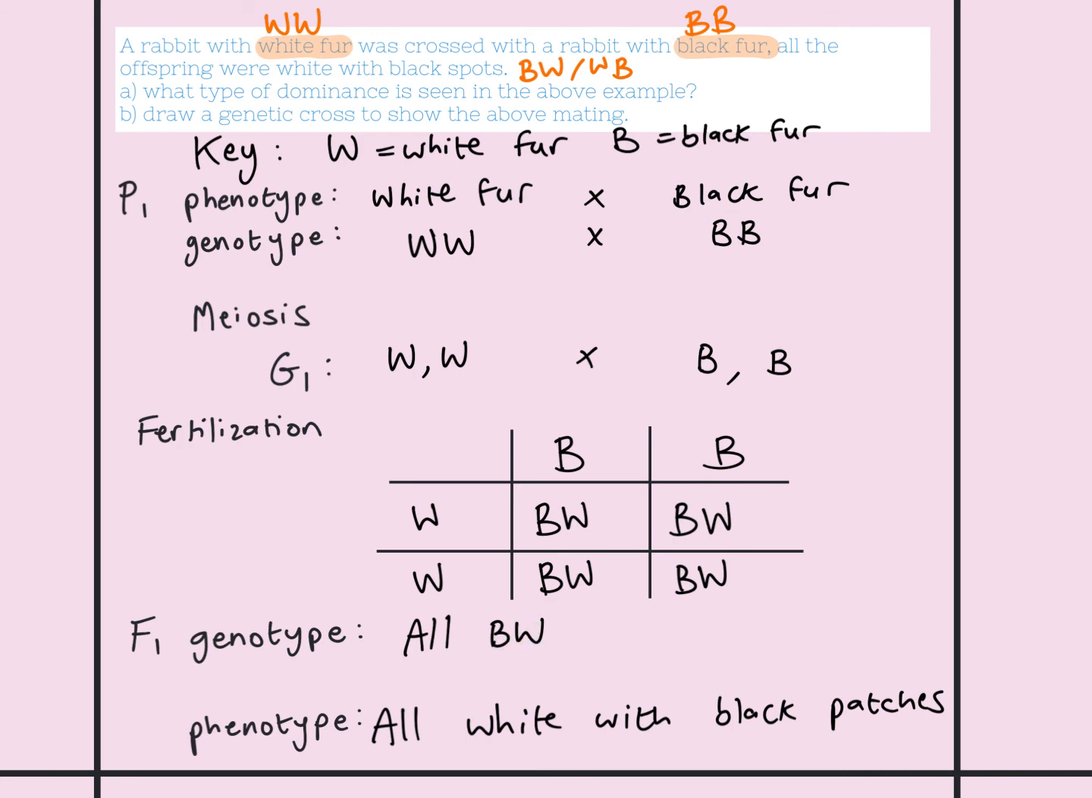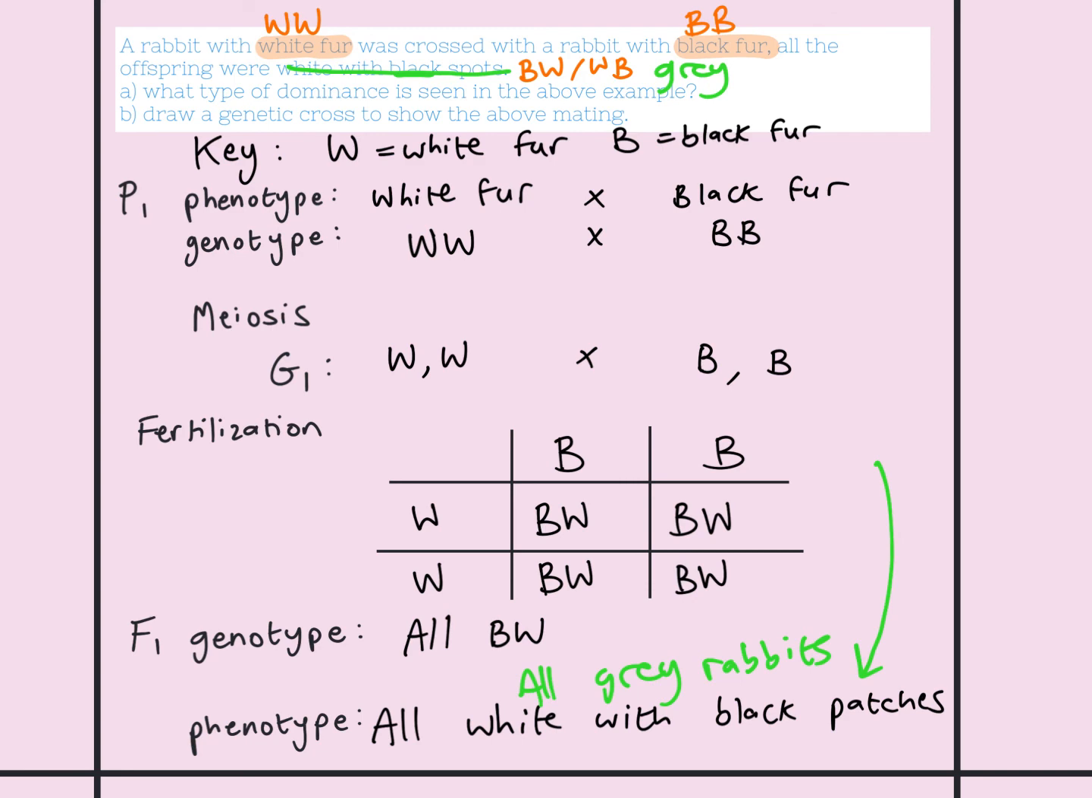Now, it's very easy to get confused between incomplete and codominance. The key here is in the wording of the question. If this were to be an incomplete dominance question, the only difference in the way we would do it is the wording would come in here with a rabbit with white fur crossed with a rabbit with black fur. All the offspring were gray. So the only difference, if that was the case, instead of saying white with black spots, we said all the offspring were gray. The only difference would be all the way at the end here, where you would say all gray rabbits or all gray fur, whatever you want to say.